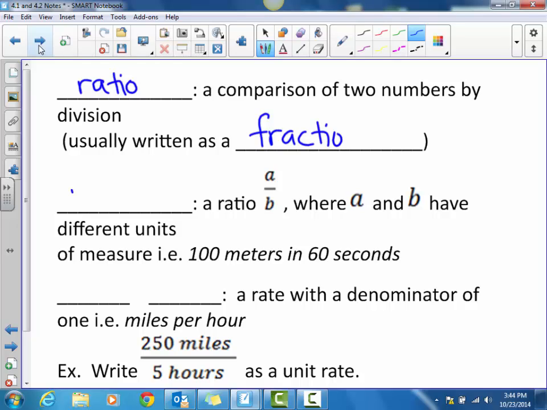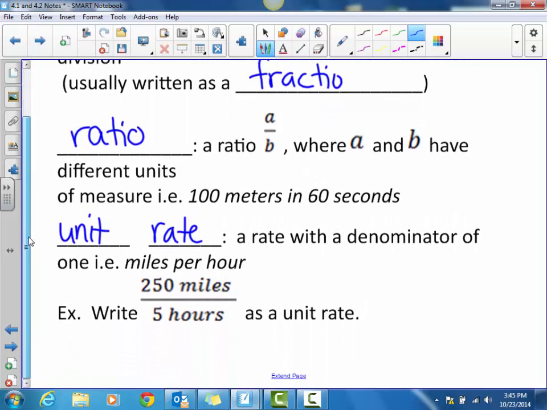A rate is a ratio, like the fraction A over B, where A and B have different units of measure. For example, 100 meters in 60 seconds. A unit rate is a rate that has a 1 in the denominator. For example, miles per hour.